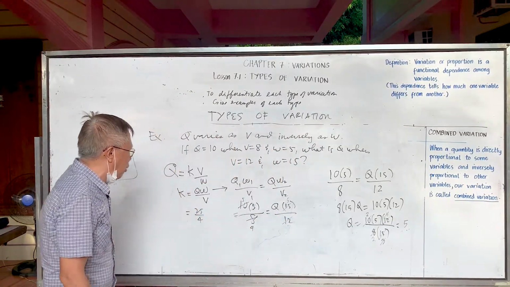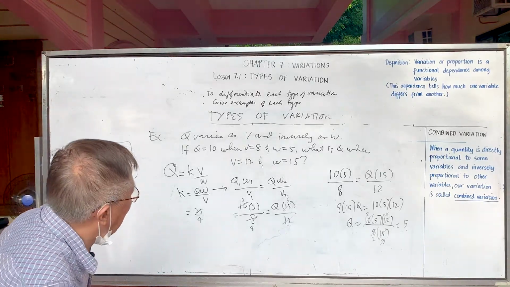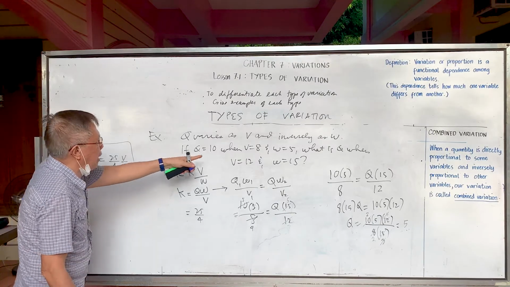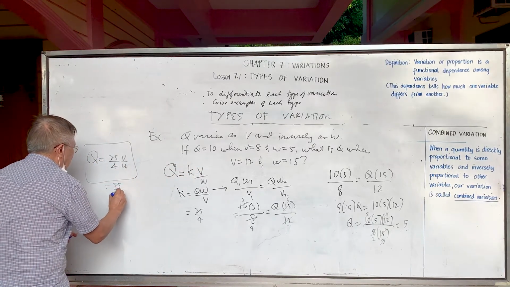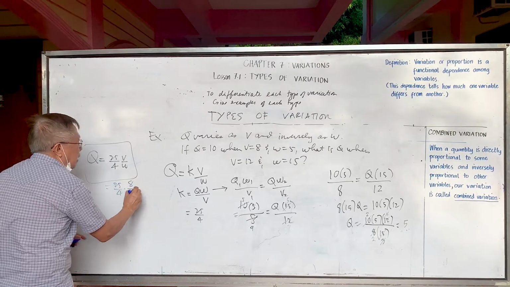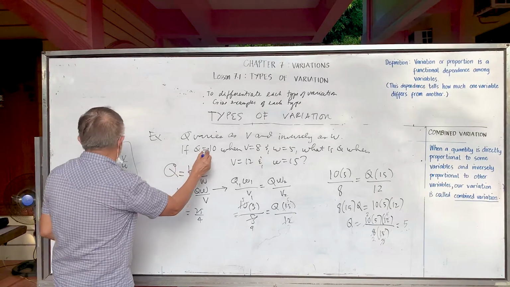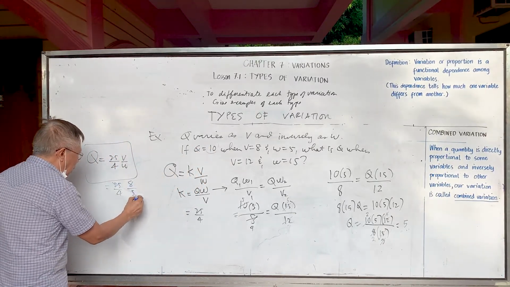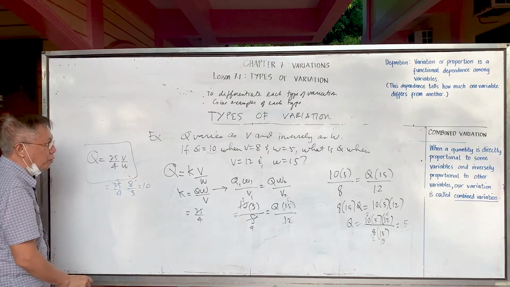Let's check whether those Q's are correct. Okay? Now, the first situation, if V is 8, let's say, 25 over 4 times V is 8 and W is 5, will we get a Q that is 10? Let's find out. 25 and 5 is 5. 8 and 4 is 2. Indeed, we have a 10 for Q.